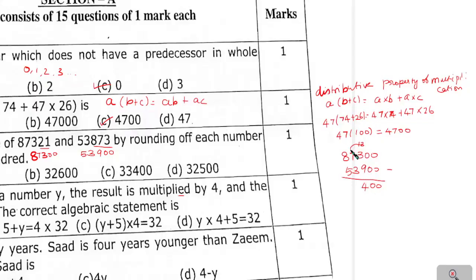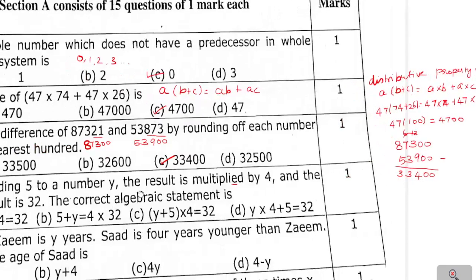Now after borrowing 1 from here, it becomes 6. So 6 minus 3 is 3. So 8 minus 5 is 3. So 33,400. The answer is C. So I am going to repeat. The rounded number of 87,321 and the rounded number of 53,873. After subtracting this one from this one, we get 33,400. The answer is this one.